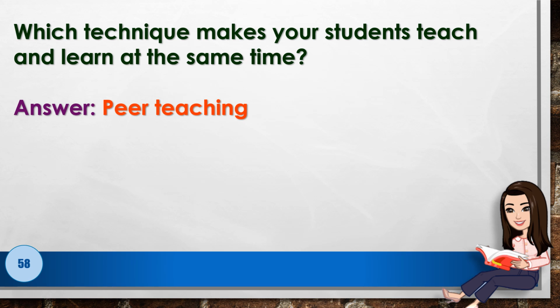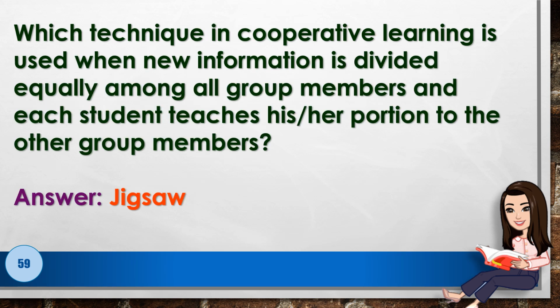Answer: peer teaching. 59. Which technique in cooperative learning is used when new information is divided equally among all group members and each student teaches his, or her, portion to the other group members? Answer: jigsaw.